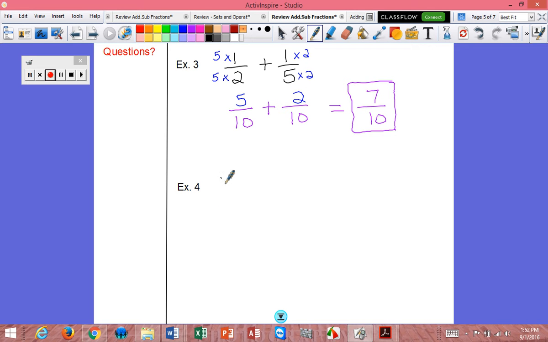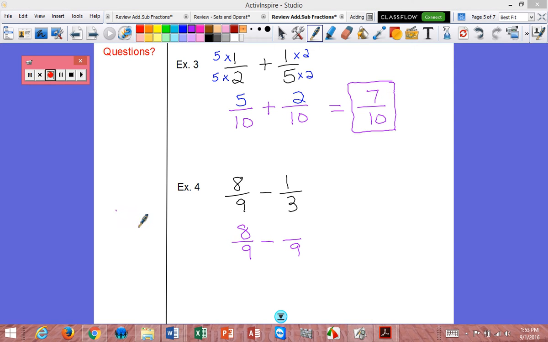Alright, let's say I have something like 8/9 minus 1/3. Again, I have uncommon denominators. So with 9 and 3, the smallest multiple that they would have in common is 9. Now this first number already has a denominator of 9, so I don't need to change that. I just rewrite it. So all I have to do is just rewrite it.